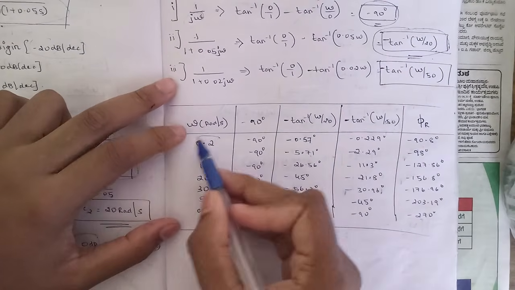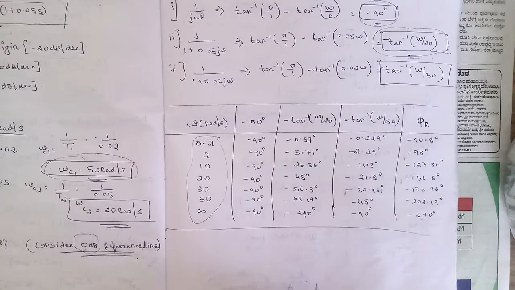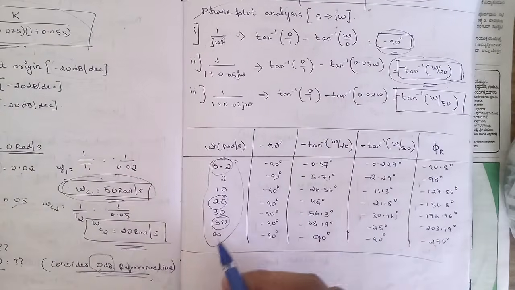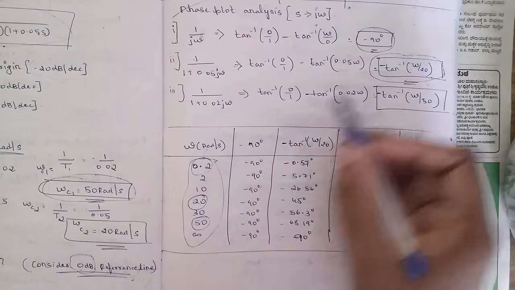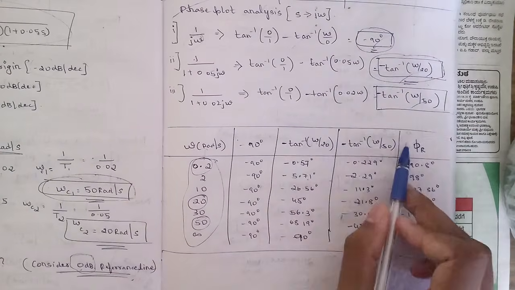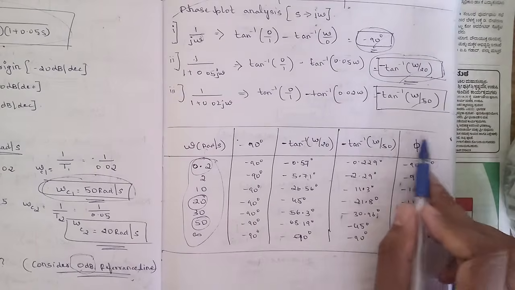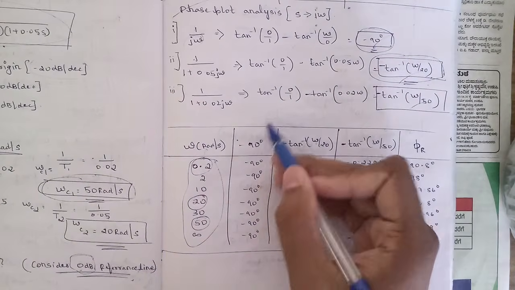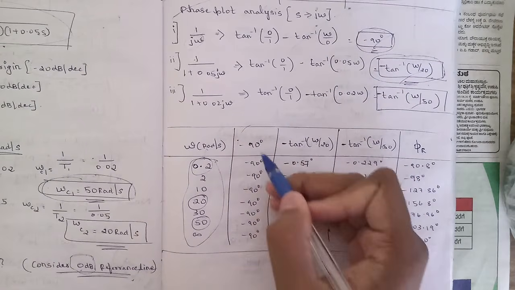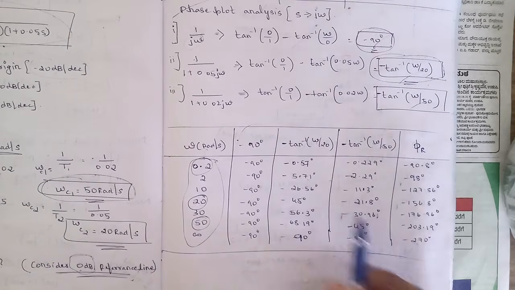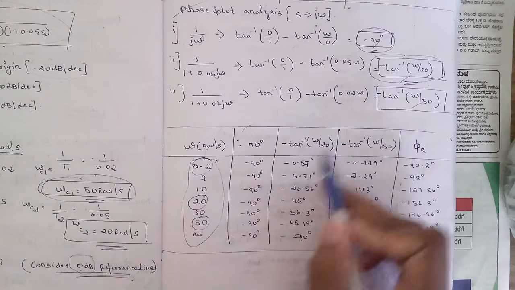Then again the same thing: take some values of frequencies, such as 0.2, and we should compulsorily take the values 20 and 50. I have taken 20 and 50 here in the data, and you take some 5 to 6 values of frequencies. Then make a column for all the angles: minus 90, minus tan inverse of omega by 20, minus tan inverse of omega by 50, and then phi r is the phase angle. For minus 90 degree, we don't have any omega value, so we keep it as it is. For infinity, tan inverse of infinity is 90 degree only, so the 90 degree remains as it is. Then fill in all the values of omega for all the different data.